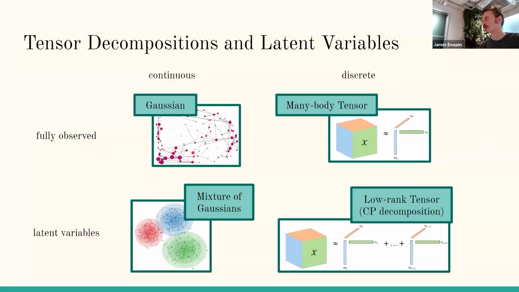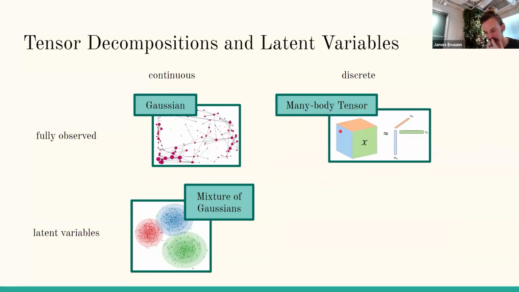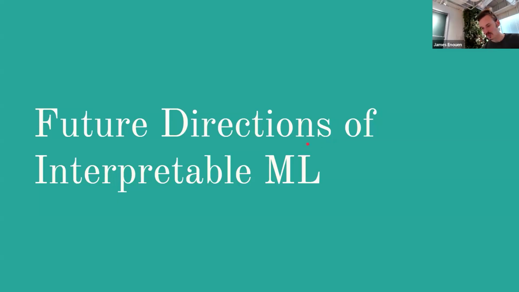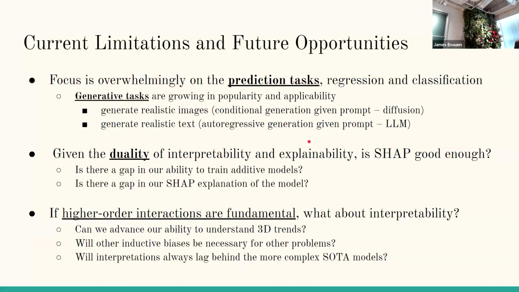But yeah, this is one important direction for being able to understand how well this many-body tensor can actually approximate the data. And then I just want to end with some future directions as we're thinking about this. So maybe I'll mention the last one first. These higher order interactions that we can model, they're fundamental, but are they good enough? Or, what about the interpretability?